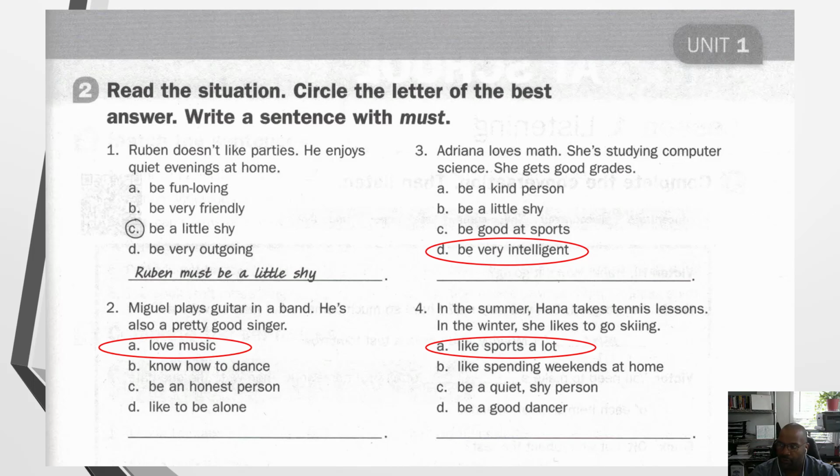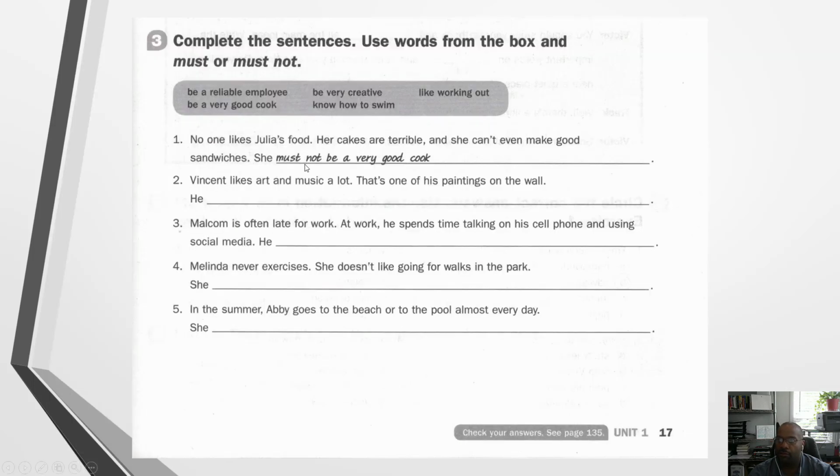Hopefully we got the same answers for those. Let's move on to number 3. Complete the sentences. Use the words from the box and must or must not. So we're using the words from this box, and then we're going to use the positive logical conclusion or the negative logical conclusion. But before we do that, let's look at some of the phrases in this box. The first one is, be a reliable employee.